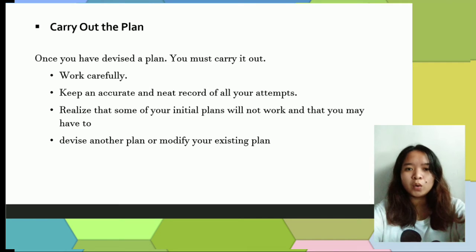Carry out the plan. Once you have devised a plan, you must carry it out. You must work carefully and keep an accurate and neat record of all your attempts. Realize that some of your initial plans will not work and that you may have to devise another plan or modify your existing plan.